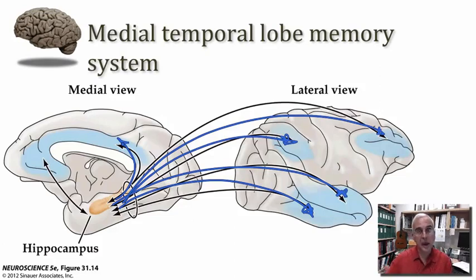Amnesia can be in the anterograde direction, that is, from a moment in time of injury or disease or disorder going forward, or amnesia can be retrograde. It can project back into time prior to the moment of injury or disease or disorder. Now, for damage to the hippocampus, we will find anterograde amnesia, but also some degree of retrograde amnesia. Evidently, it takes some time for memories to be consolidated and to be laid down for long-term storage.